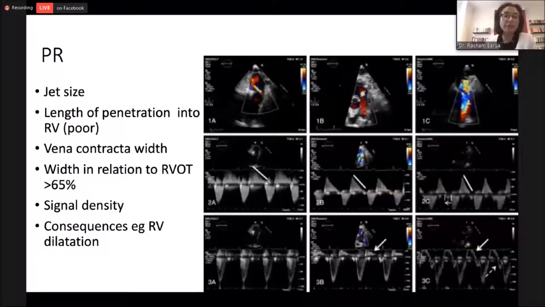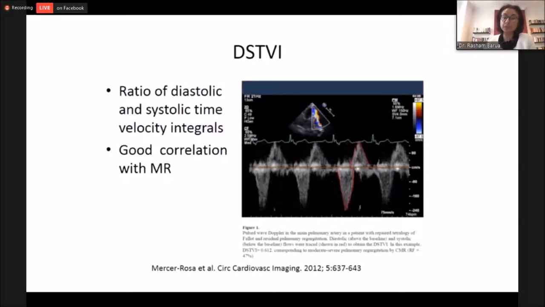In the past, people have looked at the length of penetration of that jet into the RV. Again, this correlates poorly clinically because we're looking at a low pressure system to begin with. You can also look at the vena contracta width, and the width in relation to the width of the RVOT, and similarly the density of the regurgitant signal. You may want to look at other clues as to how severe your regurgitation is, for example, do you have RV dilatation? It's also possible to do a ratio.